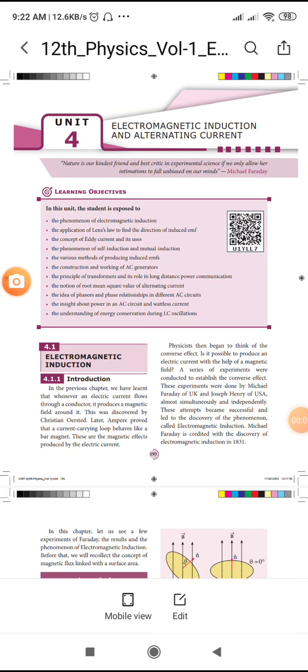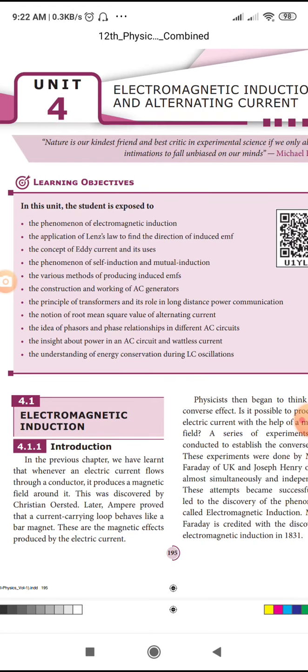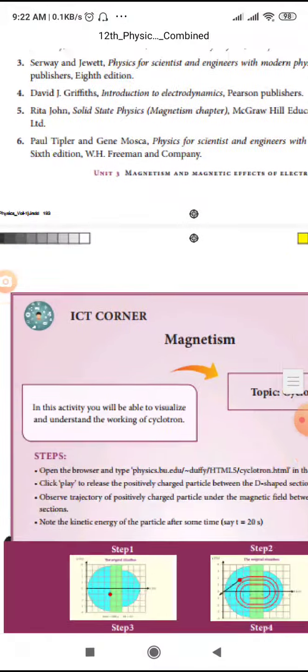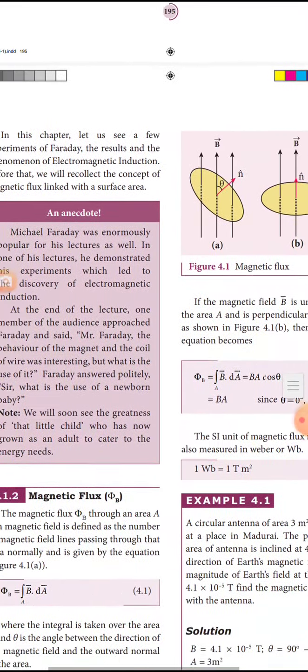Hi students, today we are going to see the revision for the 4th and 5th chapter. That is the 4th chapter, electromagnetic induction and alternating current. And in that, what is electromagnetic induction?